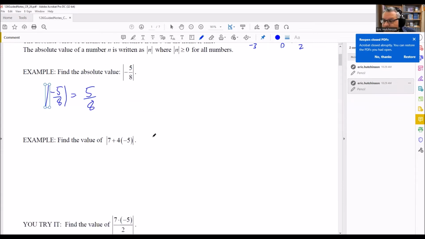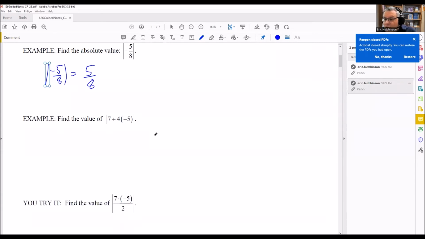Now let's do some more. We want to work on whatever is inside the absolute value first, because order of operations says we have to do any inside work first. Also, order of operations tells us that multiplication comes before addition. So we're going to do 7, and then this is going to turn into -20. 4 times -5 is -20.